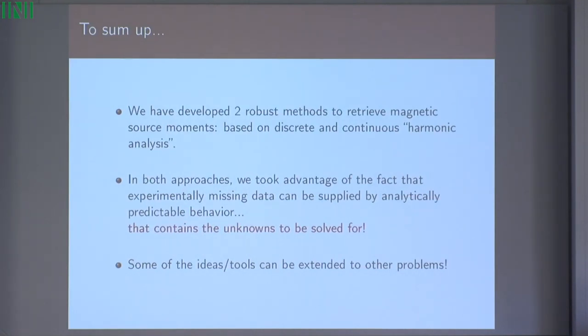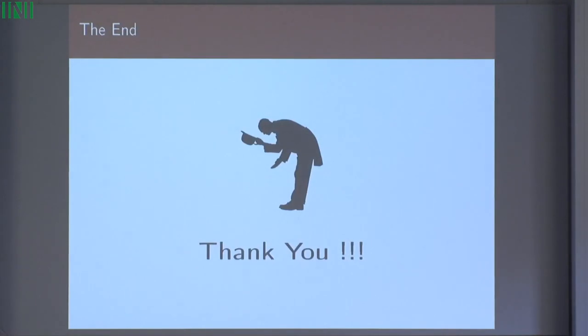So instead of just putting zeros there, as is usually done in most engineering contexts, actually include what we are looking for in the asymptotics and then try to solve for it. And I think these ideas can be extended to other problems. So thank you for your attention.